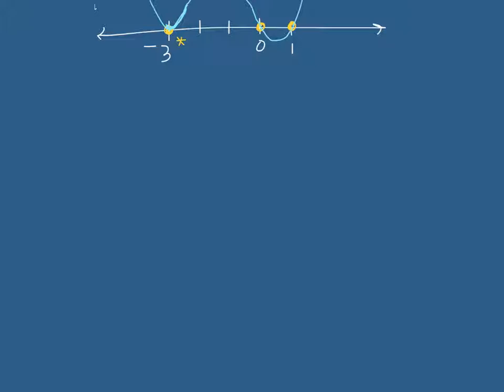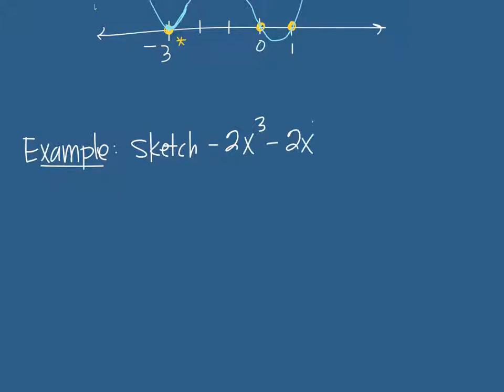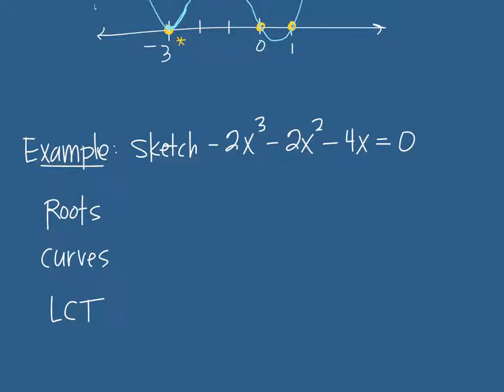Okay, just 2 more and try with you. All right, let's sketch negative 2x cubed minus 2x squared minus 4x. So let's make a list. We need to know roots. It helps us to know curves, and it helps us to know the lead coefficient.